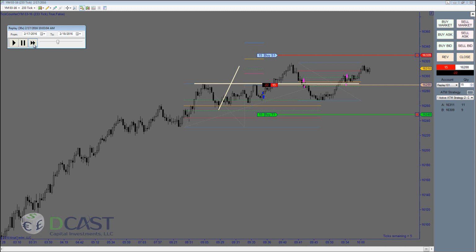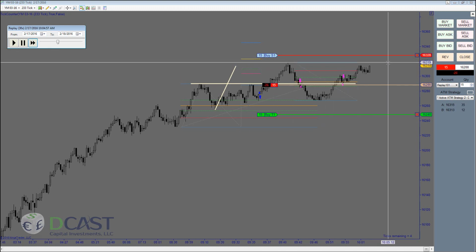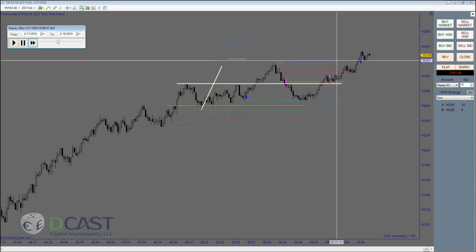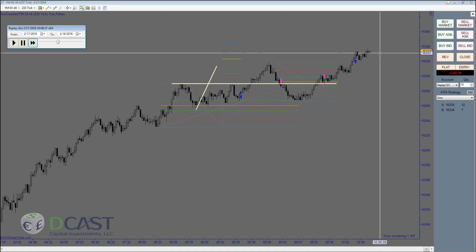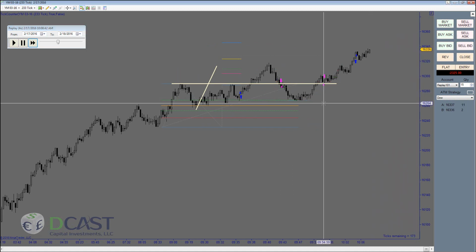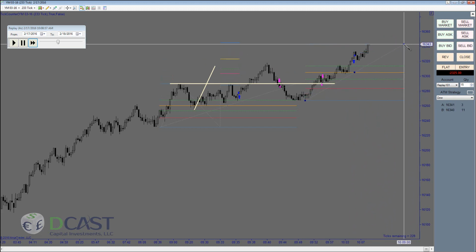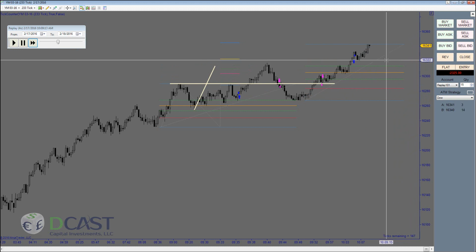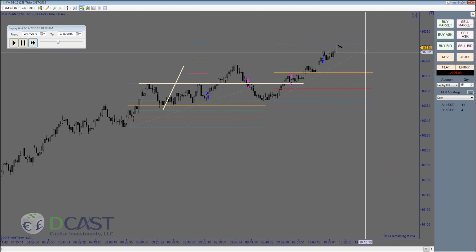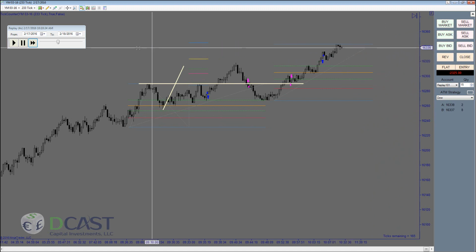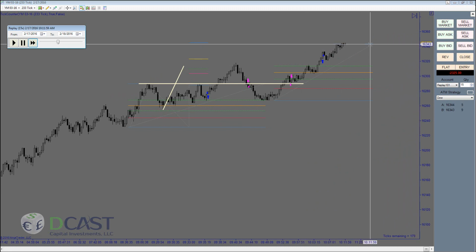Let's fast forward this a little bit. Okay, market has respoken and now is telling us that it wants to head higher. So we're going to wait for that corrective point. One of the things that I'd like to see is for price to get back to the 382. Let's fast forward that a little bit. Go 15 times the speed. Let price come back.